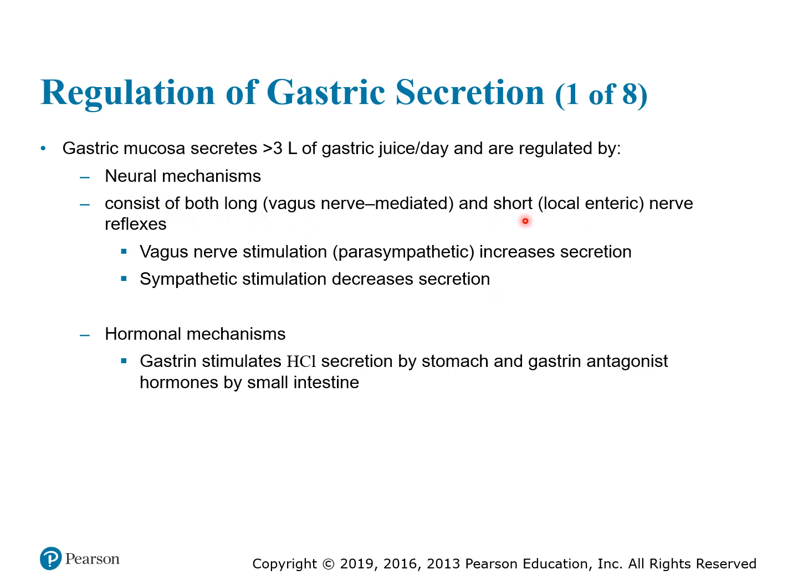The short ones are through the gut brain, or the enteric nervous system, which is present in the submucosal plexus and the myenteric plexus, and the long is through the vagus nerve. Then there are hormonal mechanisms. Gastrin stimulates the HCl. It is secreted by the enteroendocrine cells we just saw. So gastrin stimulates the HCl secretion by the stomach, and gastrin antagonized hormones by the small intestine are also stimulated by the gastrin. So it is doing both things.